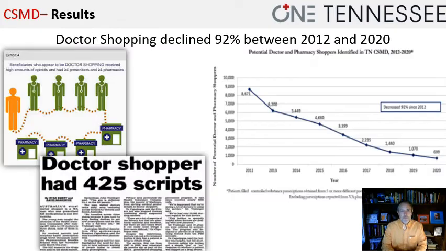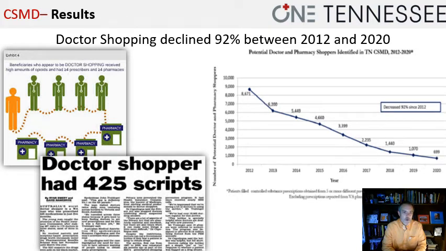As a pharmacist, I use the CSMD regularly, and the results of increased CSMD utilization are clear. Doctor shopping declined 92% between 2012 and 2020. That is incredible. So that remaining 8%, that is typically seen in those prescriptions that are for 3 days or less that can still be doctor shopped if providers aren't checking the CSMD and prescribers and other providers aren't mandated to. But at the pharmacy level, we should still be checking on those prescriptions. So even if the doctor isn't checking, pharmacies should check this before they're doctor shopped.